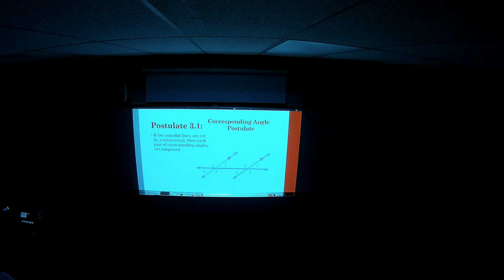Corresponding angle postulate. I don't care if you know the number. I don't really think about postulate 3.1 or anything. I just remember it's the corresponding angle postulate. Corresponding angles are equal. Okay. Questions, comments, concerns on the first one? Easy. All right, let's move on.